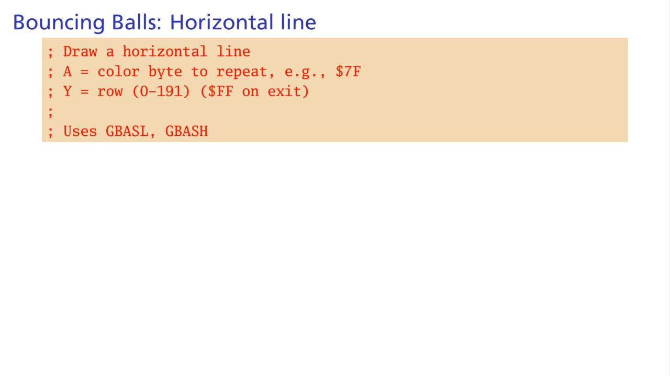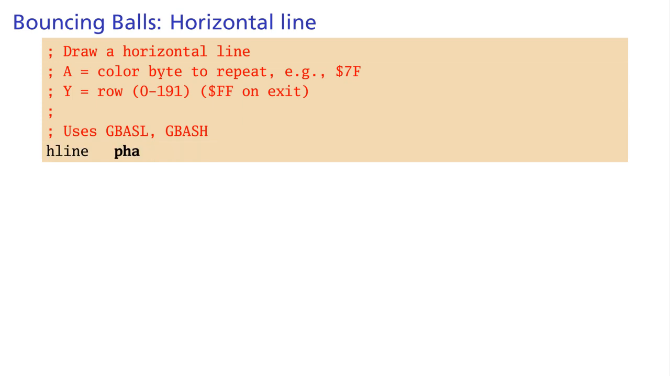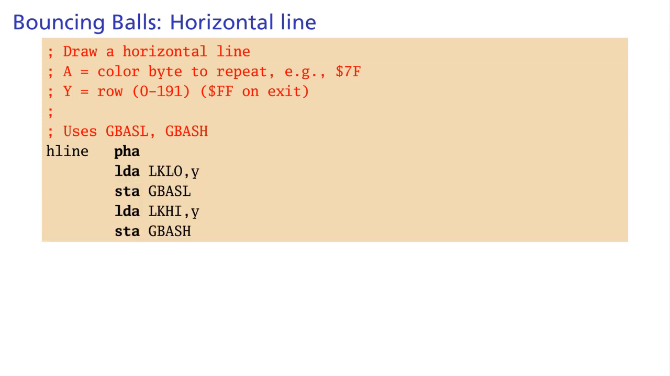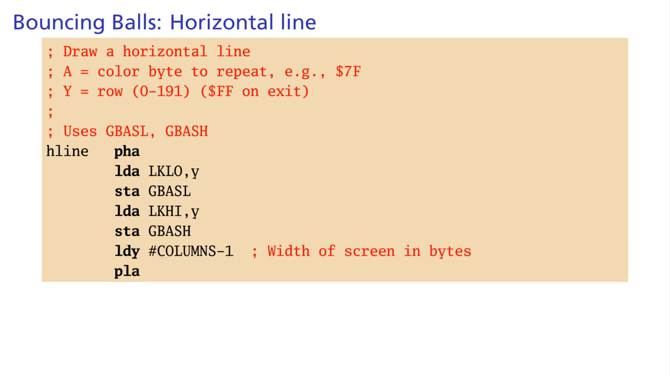Here I chose to use the accumulator to hold the byte to be written to the screen and Y to hold the row number. It's very helpful to also list the global variables your routine uses, since the code that calls it might be relying on them not changing. I begin by saving the color byte by pushing the accumulator on the stack, since I need to use the accumulator for something else. I read the address of the row from the lookup tables and store it in GBASL and GBASH. Then I load Y with the number of bytes to write, minus 1, so I can count backwards, and restore the color byte in the accumulator by popping it off the stack.